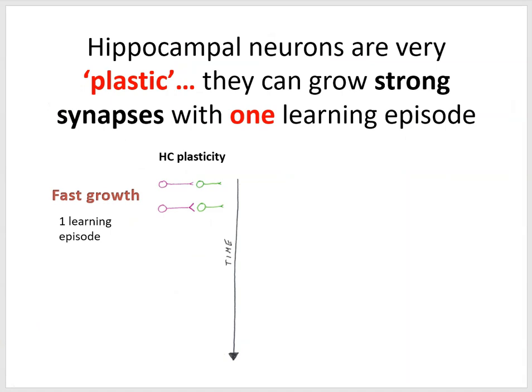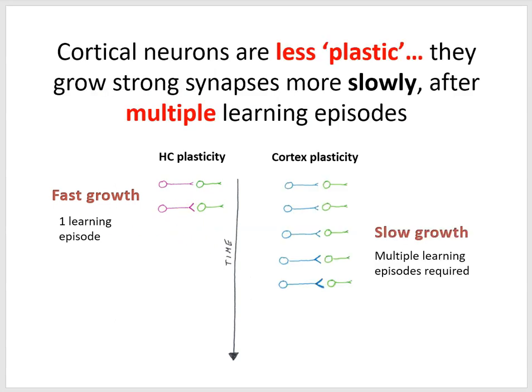So let's now, as we wrap up here, do a comparison between the hippocampal memory system and the cortical memory system. Hippocampal neurons are very plastic. They can grow strong synapses with one learning. We'll call that a fast growth process, and it's represented by the terminal getting bigger here. It's significantly bigger with just one learning episode. And this is a useful memory system. We can learn something once and make a strong hippocampal memory trace.